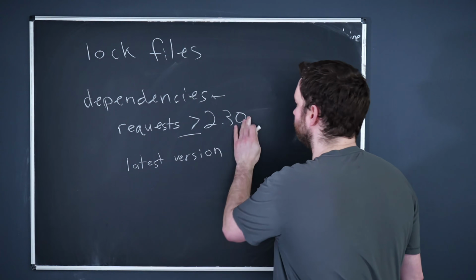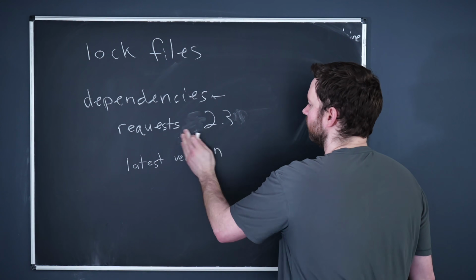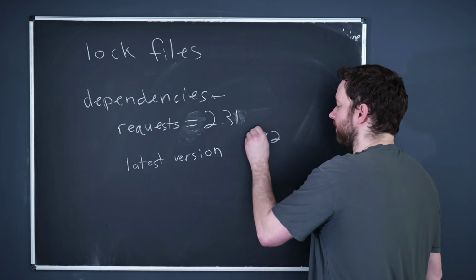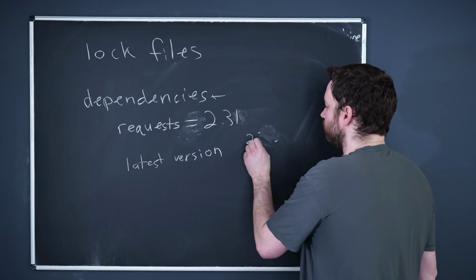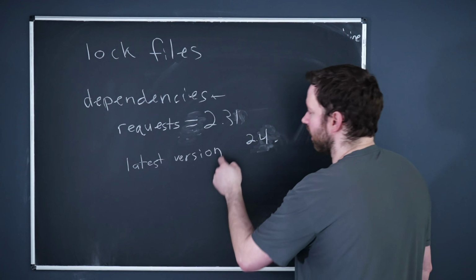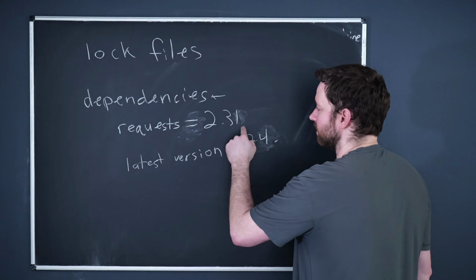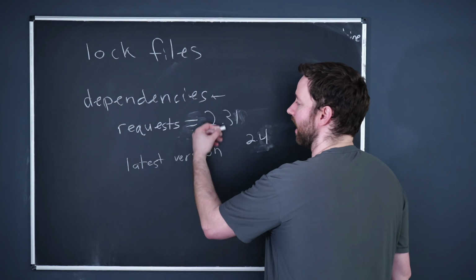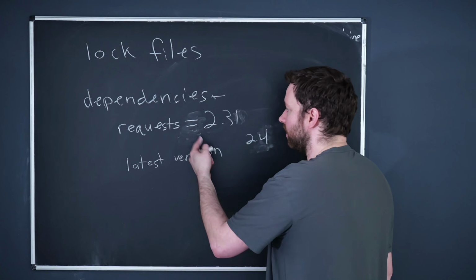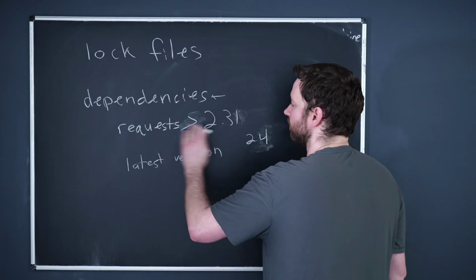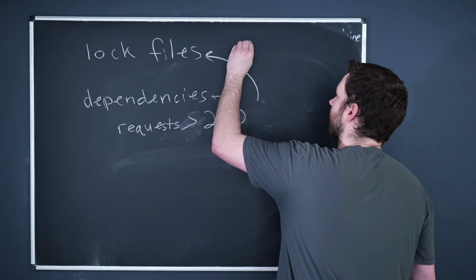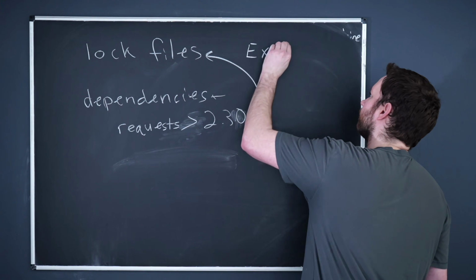Because say we said 2.31 and it had to be equal to it, and then 2.32 comes out and it fixes something that's important, or maybe 2.4 comes out and this fixes some critical security thing. Well, our dependencies file is not even going to pick that up because it says exactly what is needed. So we kind of want to have this ability to say exactly what version while still keeping the dependencies general. So for the dependencies, we'll use greater than. In the lock file, we'll have the exact versions.